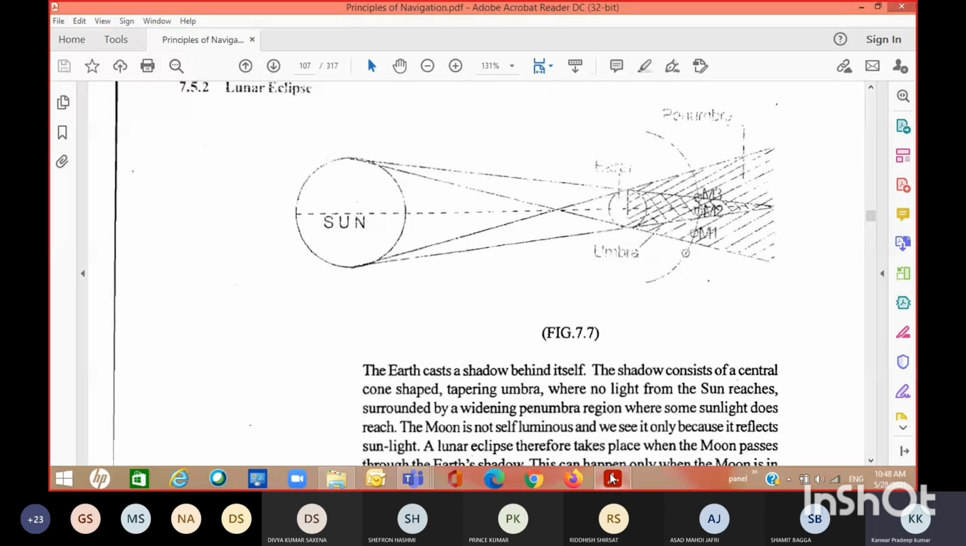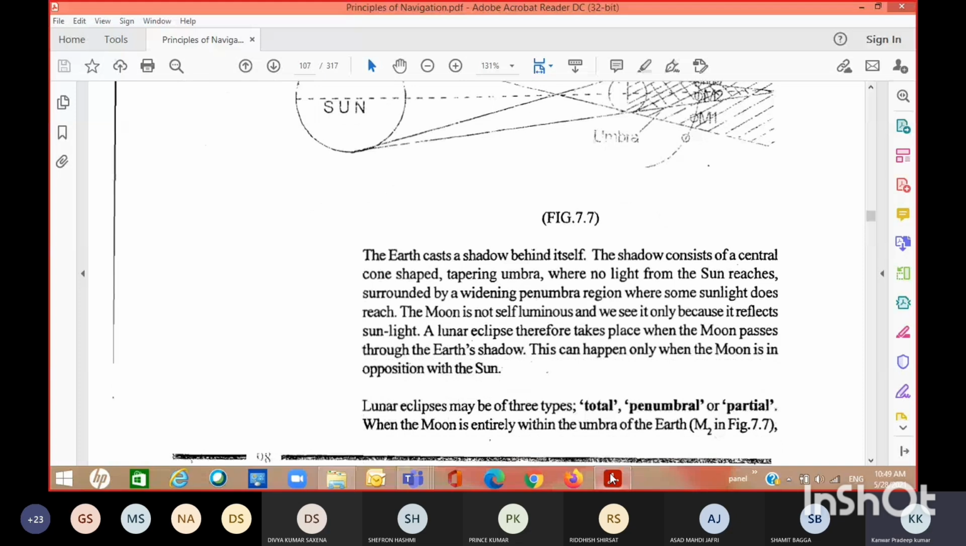So same diagram you can see over here. 7.7. The Earth will cast a shadow. The moon is not self-luminous, it is being lit up by the light from the sun. A lunar eclipse therefore takes place when the moon passes through the Earth's shadow. This can happen only when the moon is in opposition with the sun, opposite side.